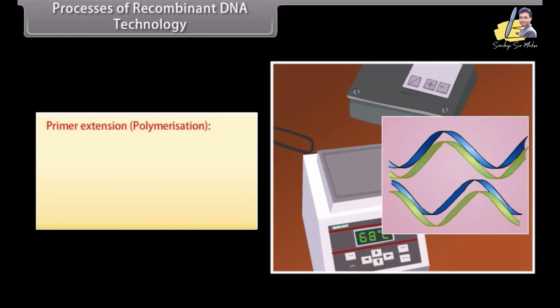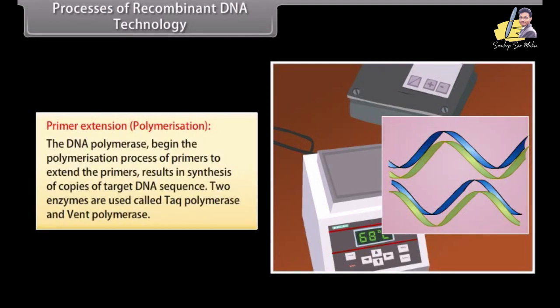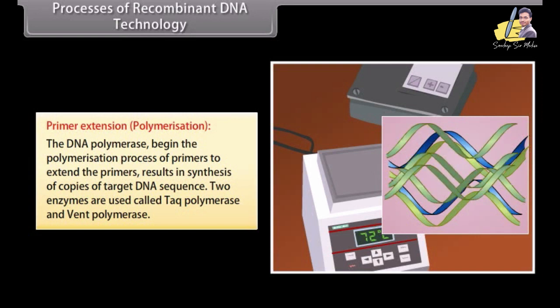Primer extension, polymerization. The DNA polymerase begins the polymerization process of primers to extend the primers, resulting in synthesis of copies of the target DNA sequence. Two enzymes are used, called Taq polymerase and Vent polymerase.